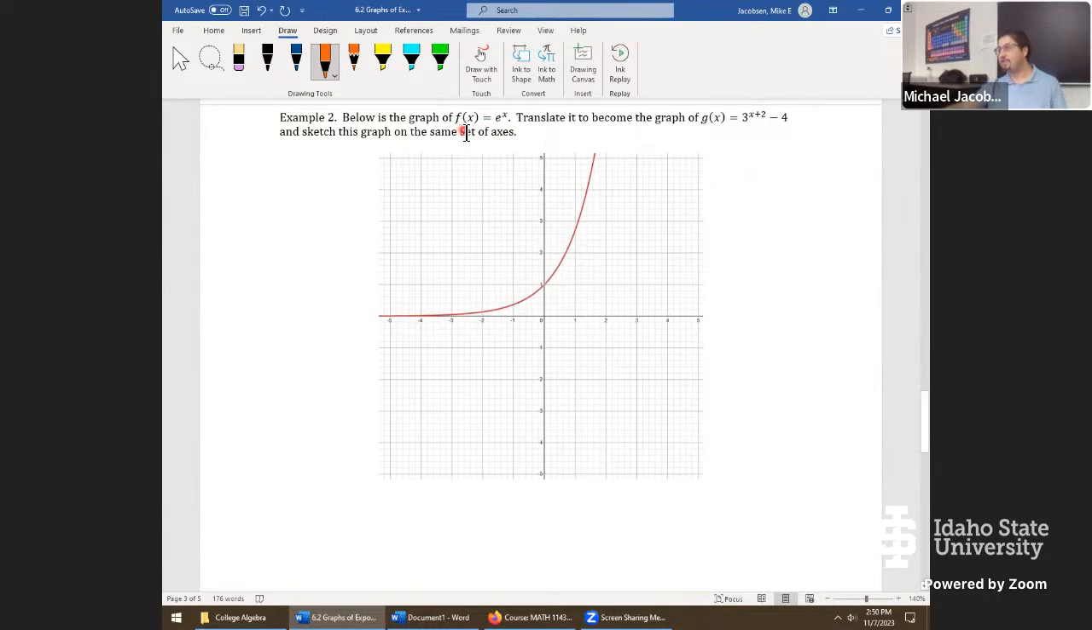It says below is the graph of f of x equals e to the x. Let's just label it to be specific. This is y equals f of x on the red curve. These instructions are verbatim from ALEKS. It's kind of weird the way they say it. Translate it. We're not a translator, but what they mean is move it around to make it become the graph of g of x. And what does g of x do? It's e to the x plus 2, minus 4.